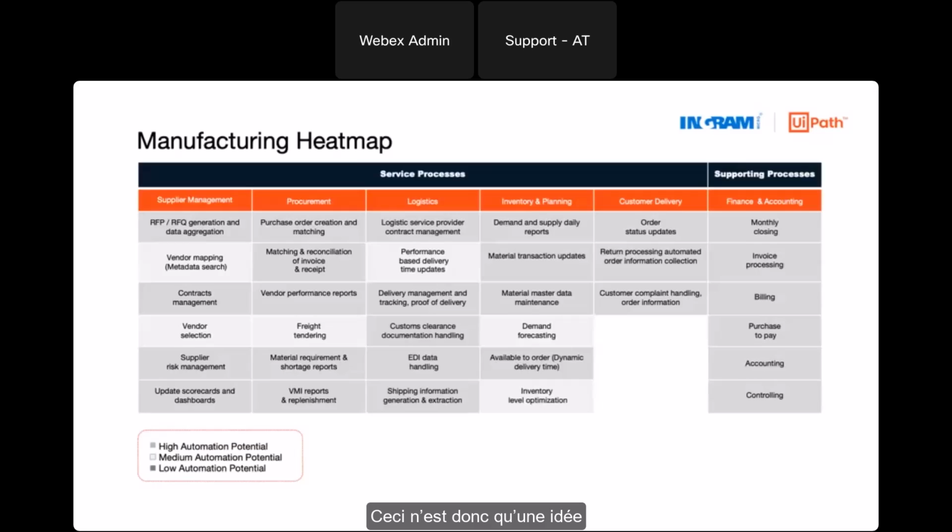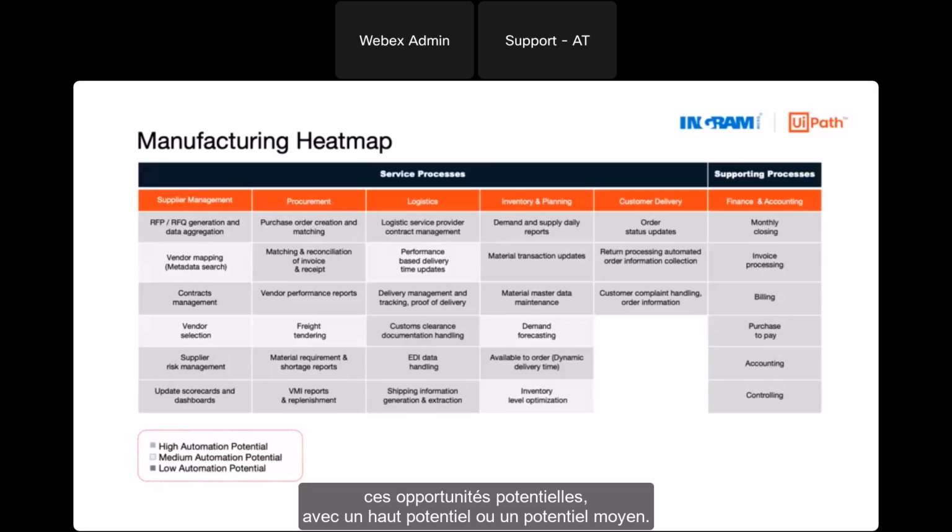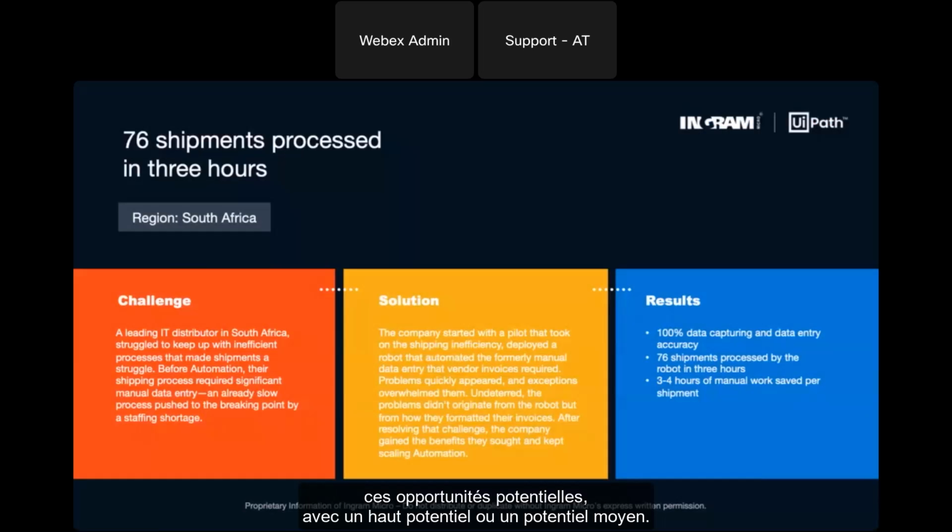So this is just an idea of some of the processes and the tasks that you can start exploring with your customers in the manufacturing industry and finding those potential opportunities, right? High potential, medium potential. Now, here we have a number of success stories that I'm going to share with you in the next 4 slides, and we're going to discuss the challenge, the solution, and the results that these different customers achieve through UiPath automation.